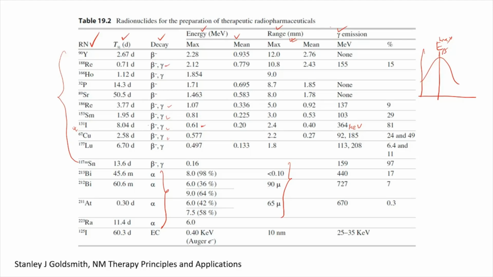And we can see over here iodine-125, which has a half-time of 60.3 days, and it decays by electron capture, and it also has an Auger electron or low energy electron having energy of 0.40 keV.